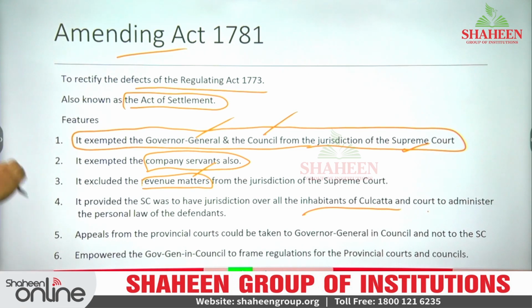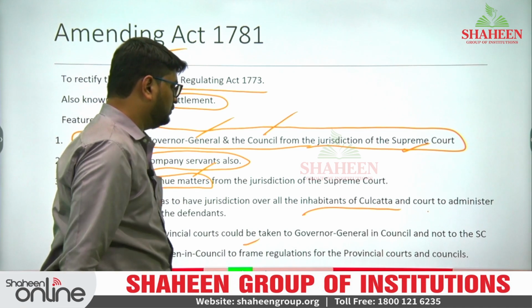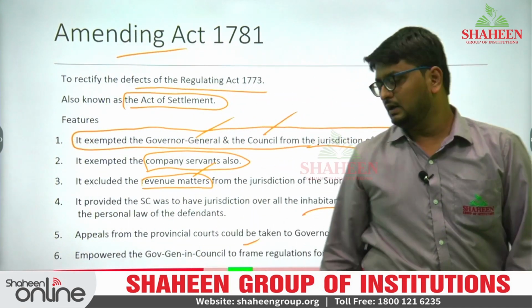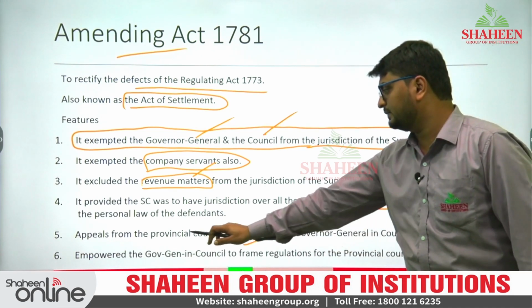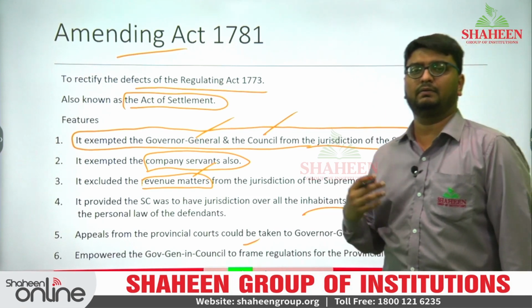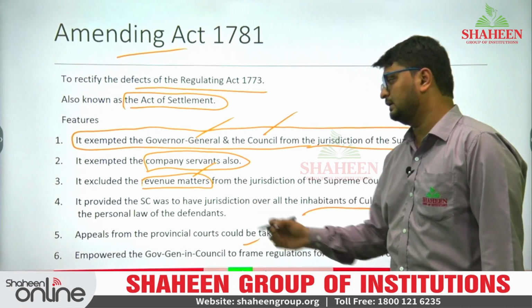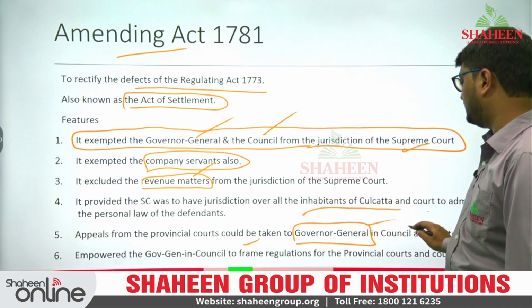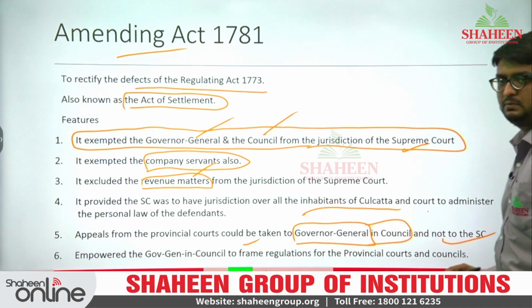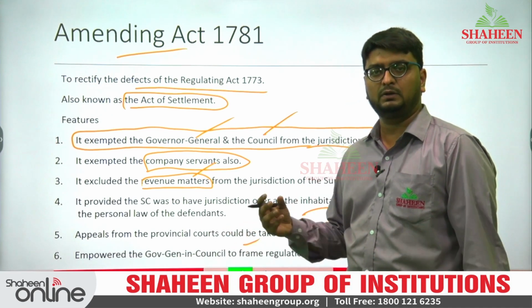Then this 1781 Act also dealt with appeals from the provincial courts. When a provincial court made a judgment and somebody wanted to appeal, the appeal could be brought to the Governor General in Council, and not to the Supreme Court. Today, if we have High Court judgments and you want to appeal, you go to the Supreme Court.